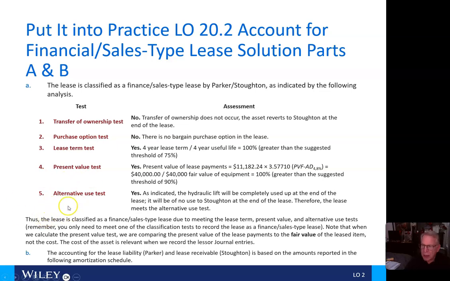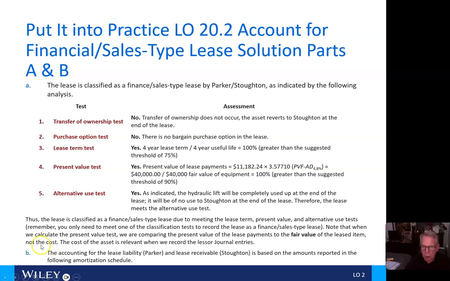So pretty clearly, the lease is classified as a finance/sales type lease due to meeting the lease term, present value, and alternative use tests. Remember, you only need to meet one of those classifications to record the lease as a finance/sales type lease. So note that when we calculate the present value test, we are comparing the present value of the lease payments to the fair value of the leased item, not the cost. The cost of the asset is relevant when we record the lessor's journal entry.